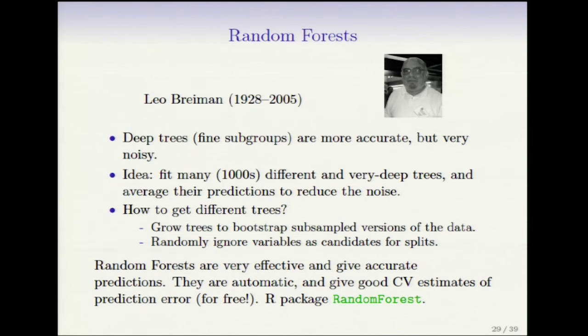But deep trees are more accurate, but they're very noisy. They've got high variance. So his idea was, it's kind of similar to the spray gun that I was telling you about. Fit many thousands of different and very deep trees and average your predictions to reduce the noise. So get rid of the variance that way. And he used bootstrap subsampled versions of the data, and he also had other ways of randomly decorrelating the trees, using randomly ignoring variables as candidates for splits. And so random forests are very effective and give accurate predictions.